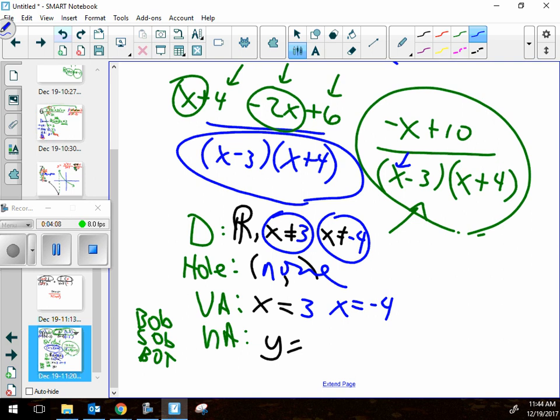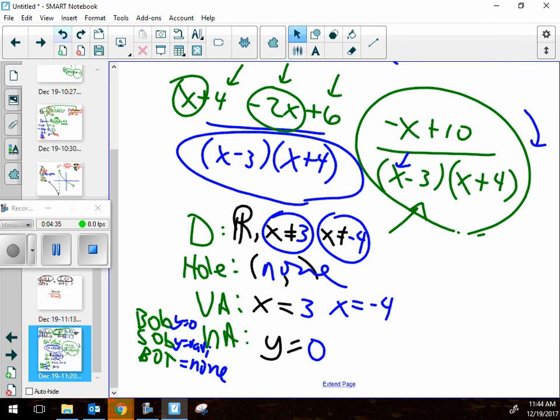And then BOB tells us the horizontals. Is this a bigger on the bottom? Yes, it is. And therefore, what's the rule for BOB? y equals 0 plus whatever's on the outside. There's nothing on the outside moving it up or anything. So it's just 0. If it had been a SOB, that's y equals a ratio of the leading coefficients. And if it had been a BOT, the answer would have been none. BOTs have no asymptotes. Okay.